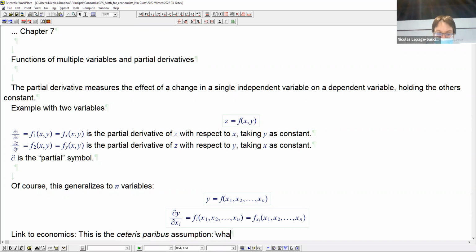What is the impact on y of x_i, holding all the other variables constant?